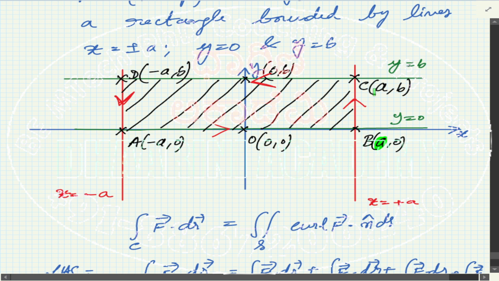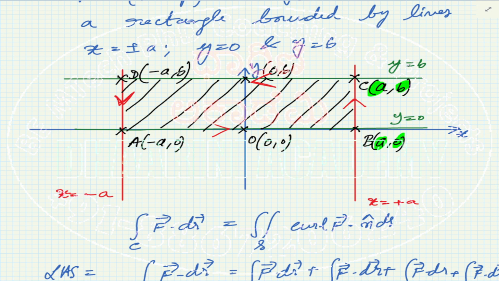X value is fixed to a. This is the first point. Second point, y varies from 0 to b. If you make such changes, I am getting this line. So along that line, I am supposed to perform the integration right now. So for that reason, we will consider it in this way.